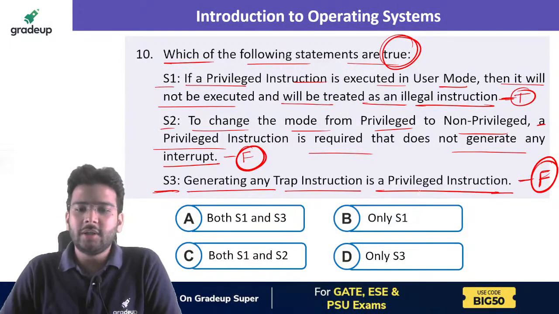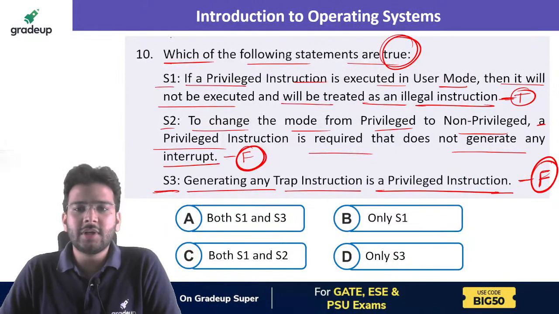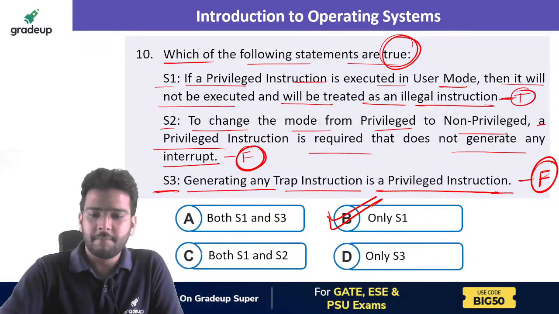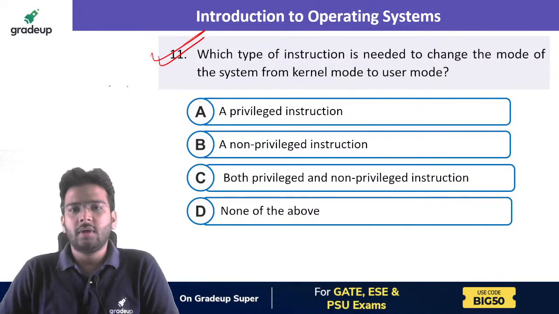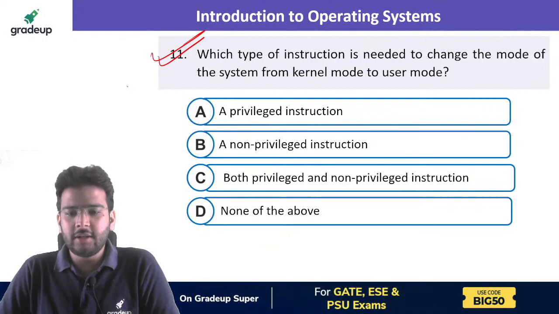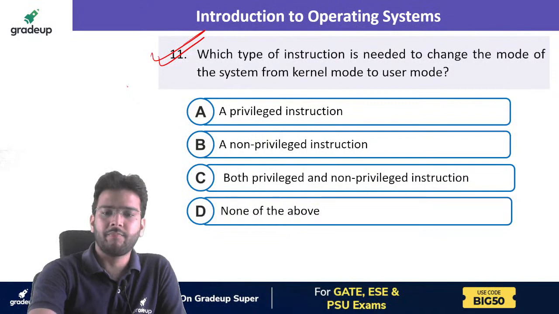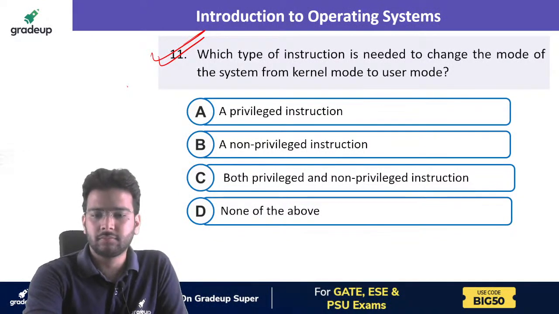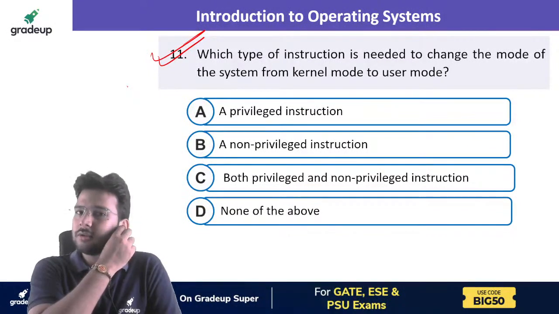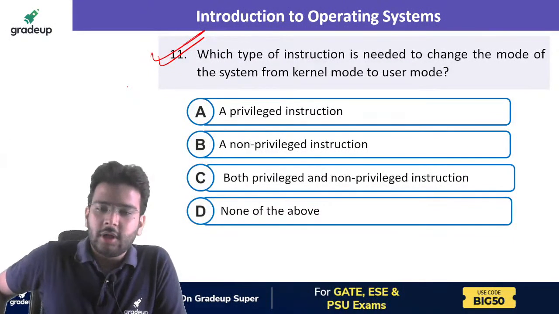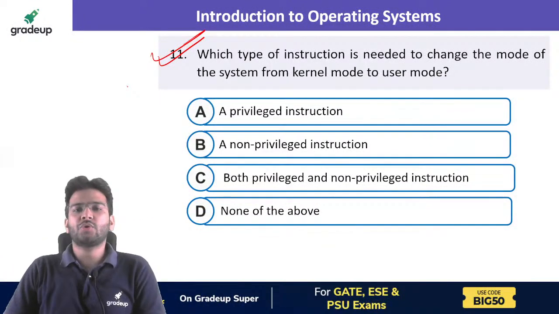Clear? So here statement 1 is the only correct statement. So B is the correct answer here. Clear? Let's move on to the next question now. Question number 11. Yes guys, read the question carefully and then let me know the answer. So in total we have 12 questions. This is the second last question. After completing all the questions, you can let me know your score out of 12.